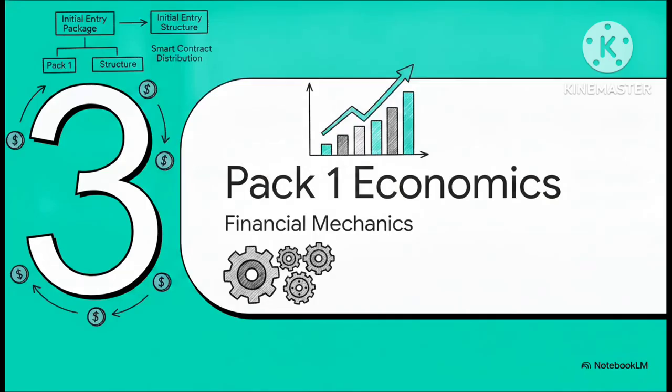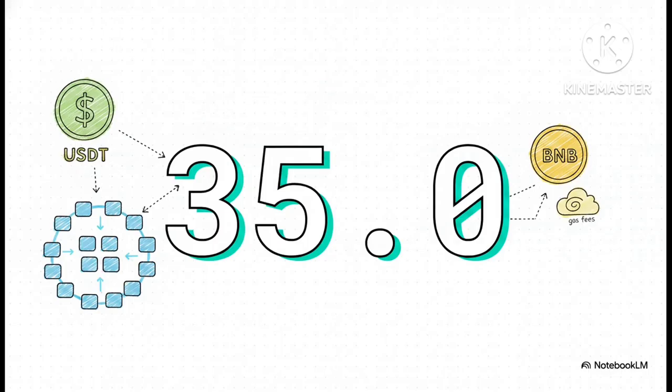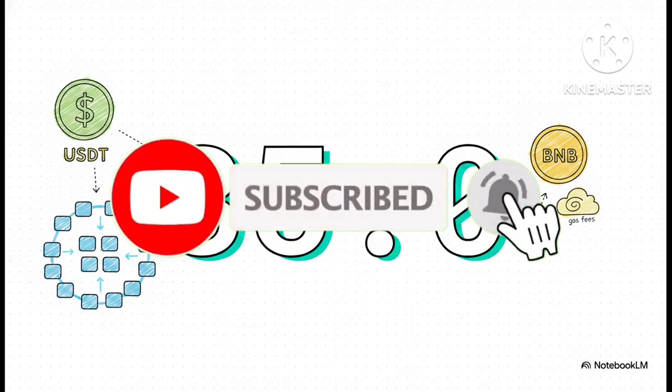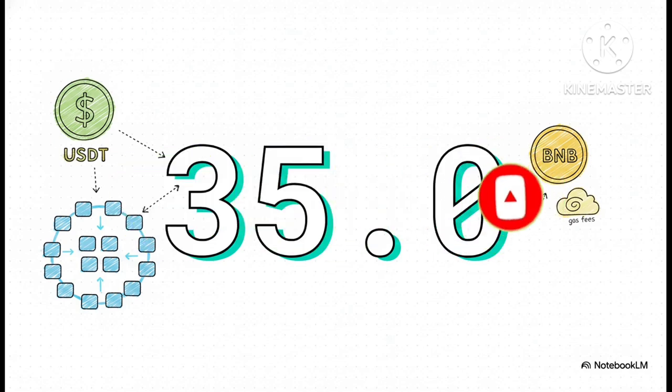Section 3, Understanding Pack 1 Economics. Let's shift gears and look closely at the concrete mechanics of the initial entry package. And that brings us to this very specific number, 35.0. To officially activate Pack 1 and get into the Mintora Matrix system, a user has to interact with the contract using exactly 35.0 USDT, which is a stablecoin pegged right to the US dollar.